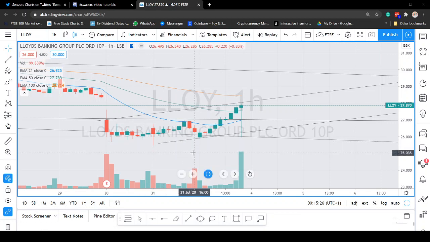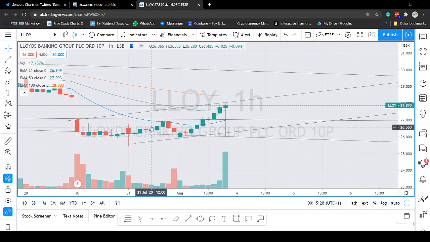So as we can see, we've got a nice little channel developing with Lloyd's on the 1 hour. You can see that price gapped from 28.340, gap down, and then started consolidating along, and then price came down, then back up, and then consolidated, then came back down, and now it's come back up.